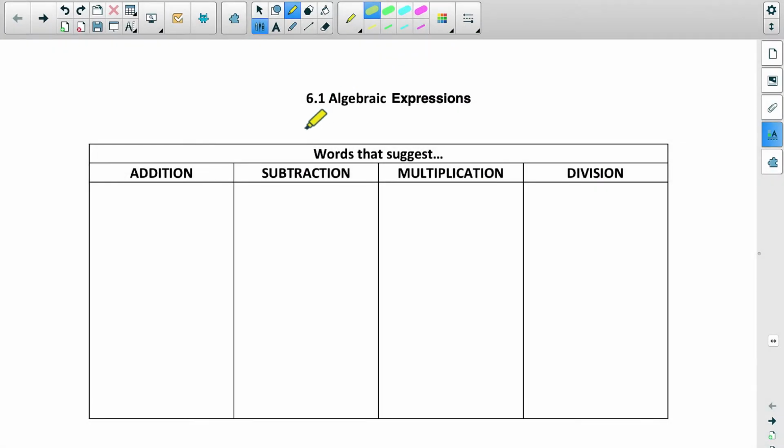Hey everyone, we're going to start a new chapter. We're going to do some algebra. So today we're going to do algebraic expressions.